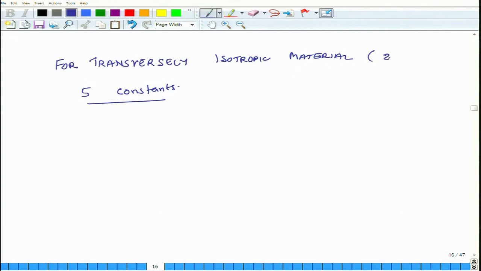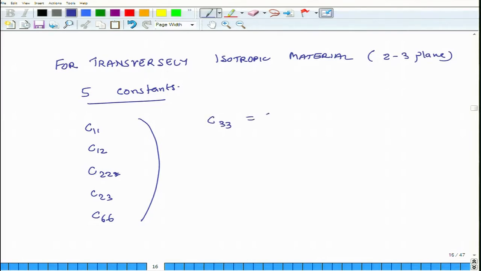And this is in the 2-3 plane. So, what are these constants? C11, C12, C22, C23 and C66. These are the 5 constants. C33 equals C22, C13 equals C12, C55 equals C66 and C22 minus C33 divided by 2 is equal to C44. Okay. So, for transversely isotropic material, that is the thing.